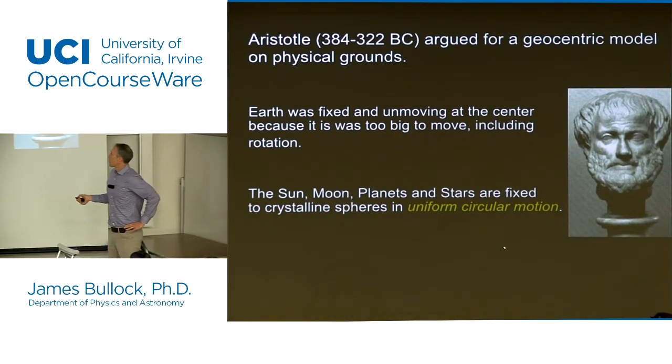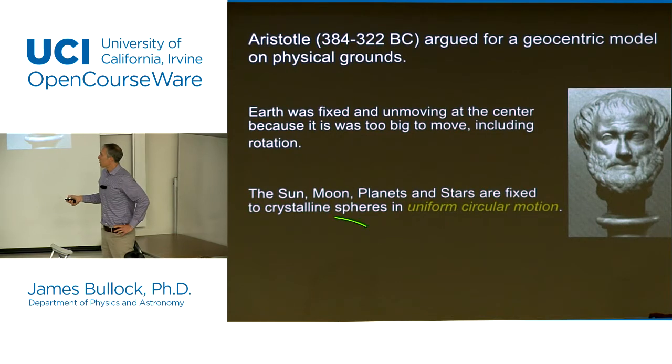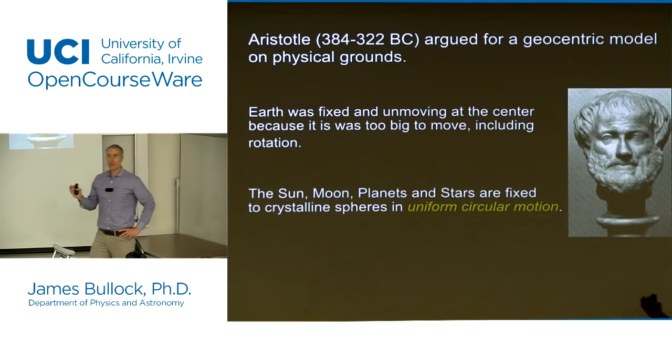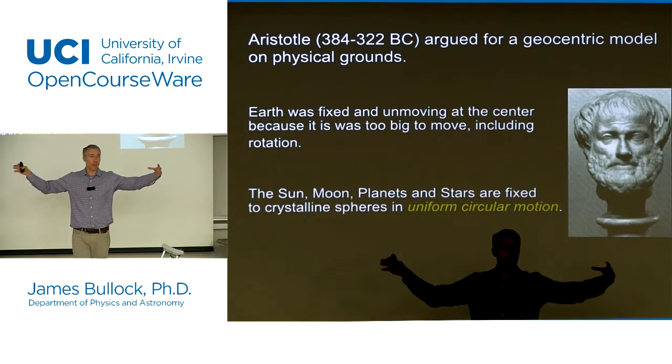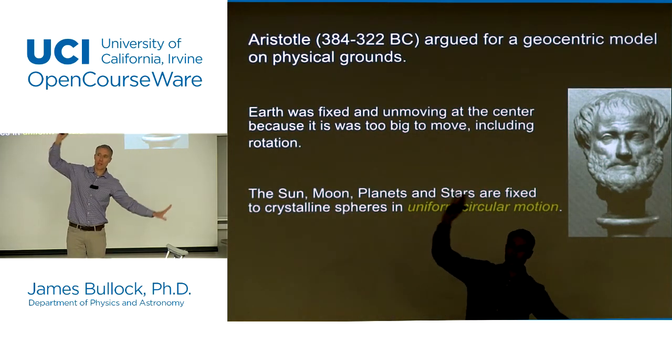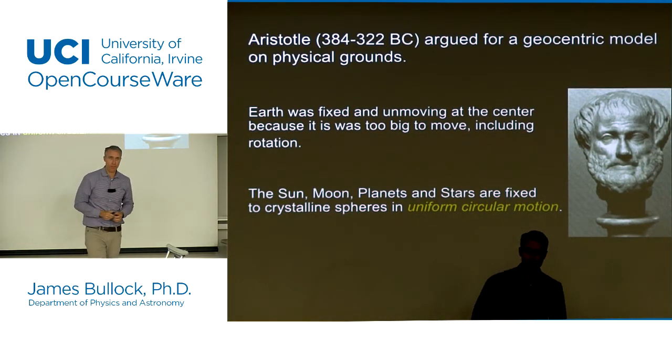In Aristotle's picture, they were fixed to what were called crystalline spheres, okay, basically concentric spheres that went out. They were all orbiting around the Earth, this fixed point.